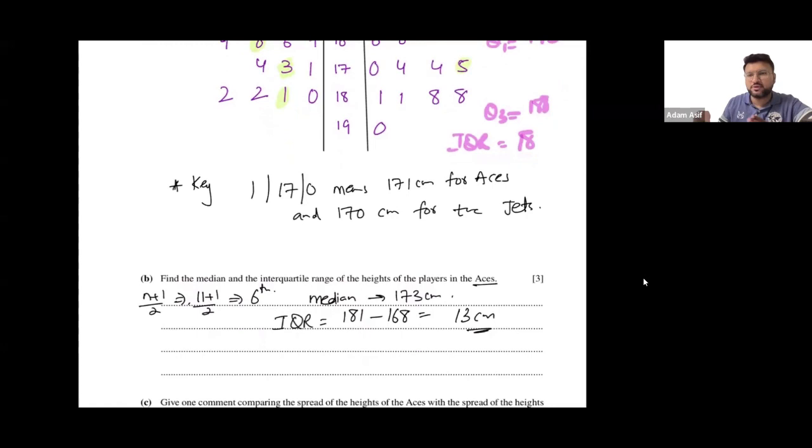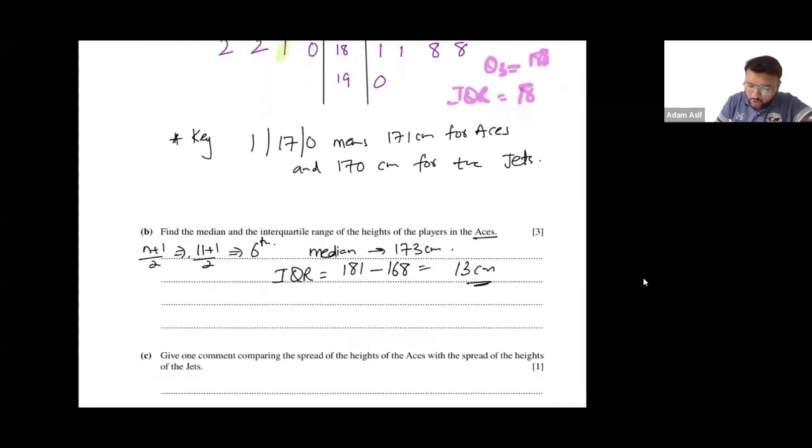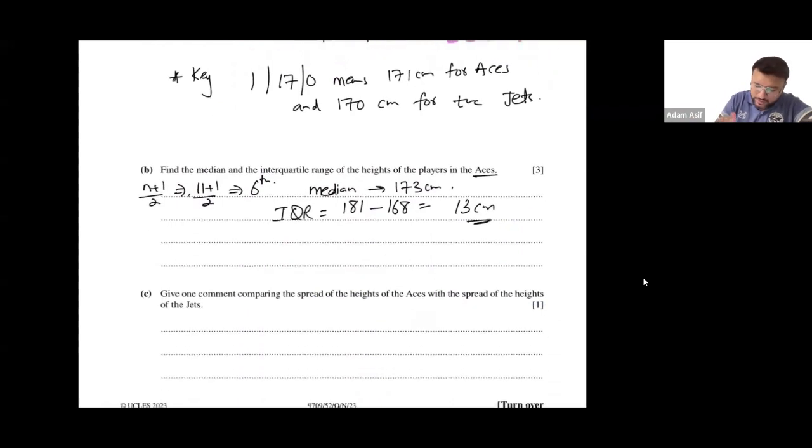Now, who has more spread? The one with the greater interquartile range will have the greater spread. So the spread of the heights of the aces team is 13 centimeters. The spread of the heights of the jets is 18 centimeters. So you are going to conclude that the jets team have a greater spread of heights. Okay.